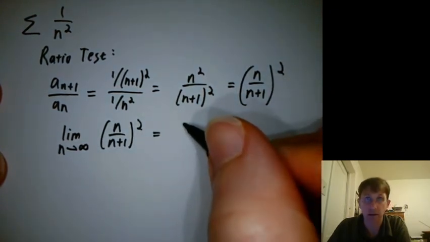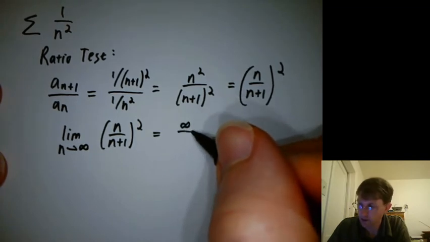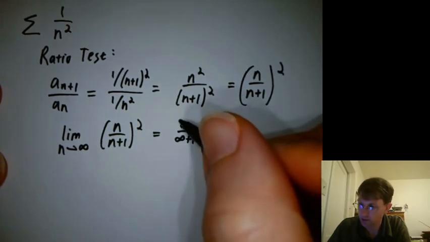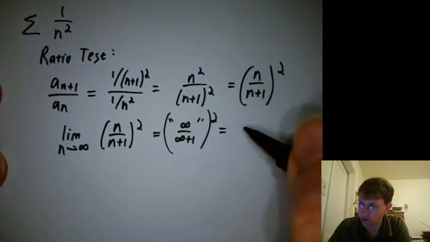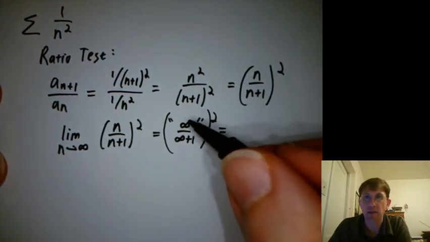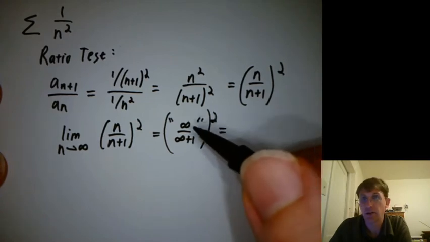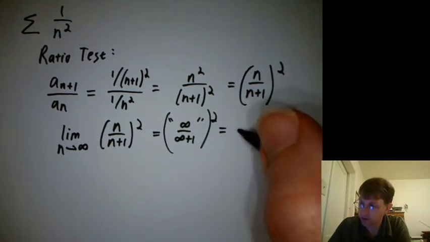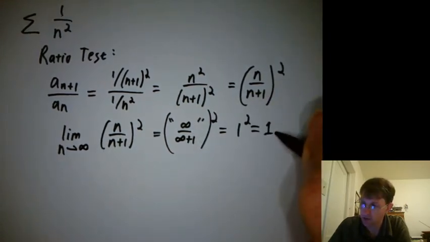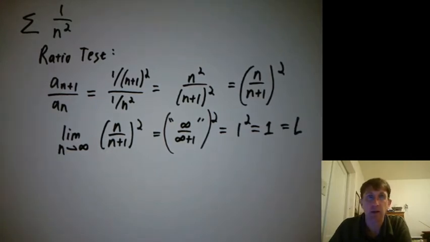Well, we could say this is basically infinity over infinity plus 1, put that in quotes, squared. So that's like a billion over a billion and one, or a trillion over a trillion and one. Two numbers that are very close to each other. When you divide them, you get basically 1. So you get 1 squared, which is 1. And we'll call that L.